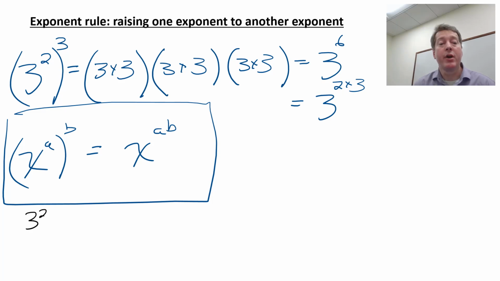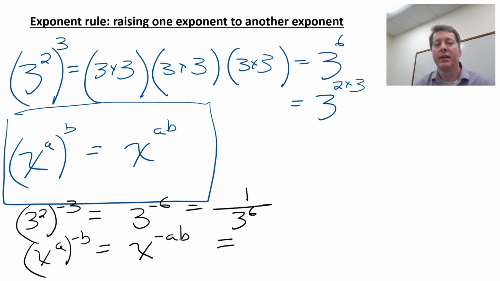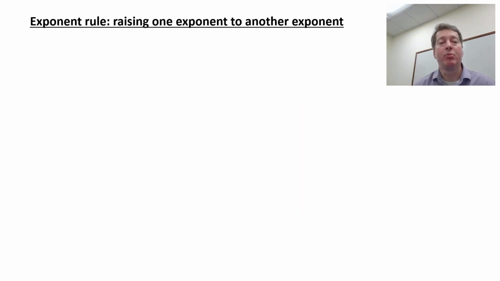Suppose I had 3 squared to the negative 3. Well, same rule, you would multiply the exponents. That's 3 to the negative 6, which is what? That's the same as 1 over 3 to the positive 6, 1 over 3 to the 6th. How about x to the a raised to the negative b? So that is what? That is x to the negative ab. That is 1 over x to the ab, 1 over x to the ab. One last thing I want to point out, you might see this in a very hard problem on a test.